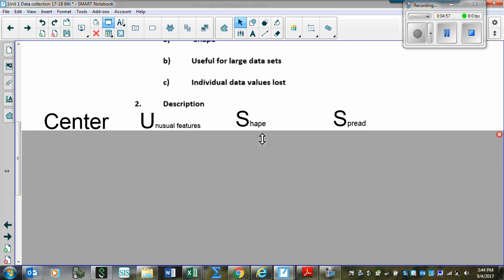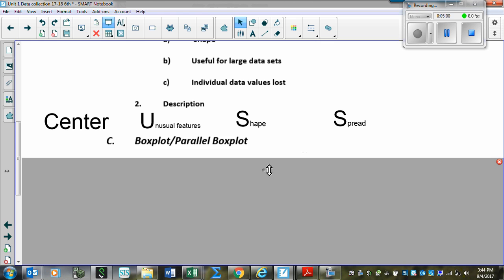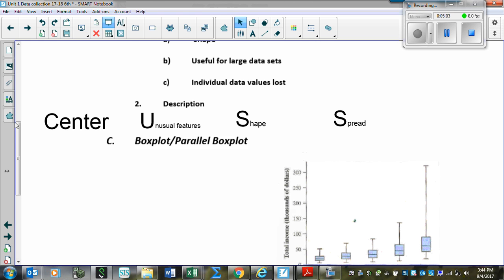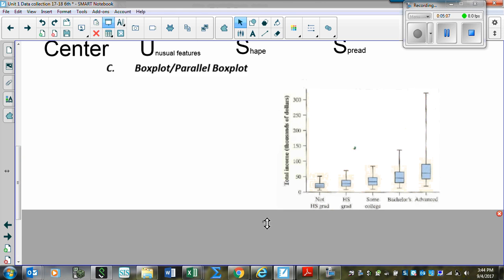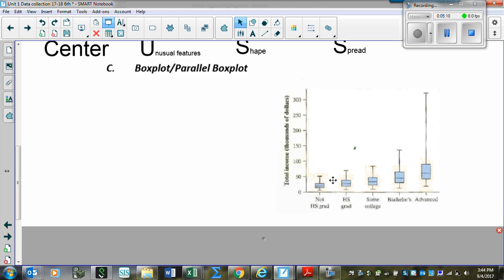But we can also make box plots and parallel box plots. Here's an example of parallel box plots. Parallel box plots can run either vertically, the way they are here, or in the way that we've done, where we could have the numerical scale going across the bottom and the box and whisker plots running horizontally. Either way is fine. The horizontal axis is education level, and the vertical axis here is total income in thousands of dollars. And for each, there are 5 values used to summarize them.